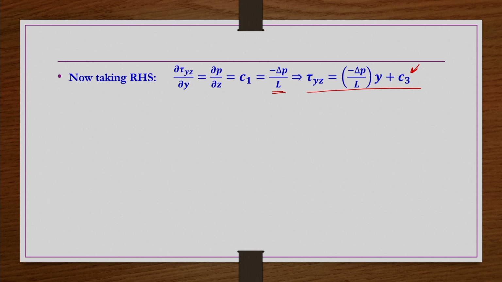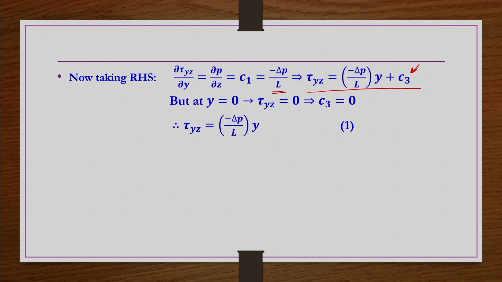At y equals 0, shear stress is going to be 0 and velocity is going to be maximum. So, at y equals 0, tau yz equals 0. So, obviously the constant C3 is going to be 0. That means tau yz equals minus delta P by L multiplied by y. So, in this geometry also, when the flow is laminar and fully developed, shear stress is linearly varying in the y direction.